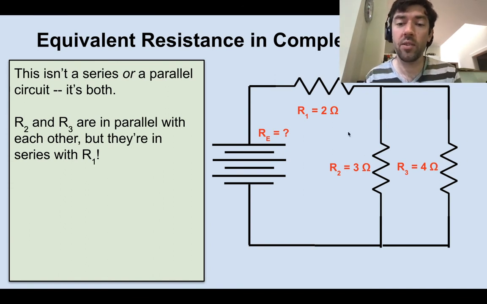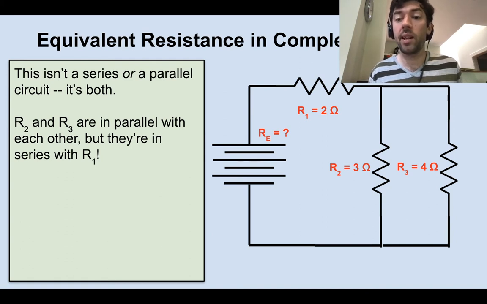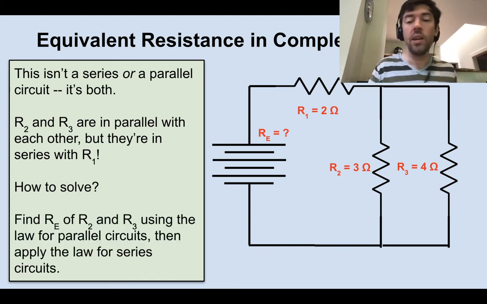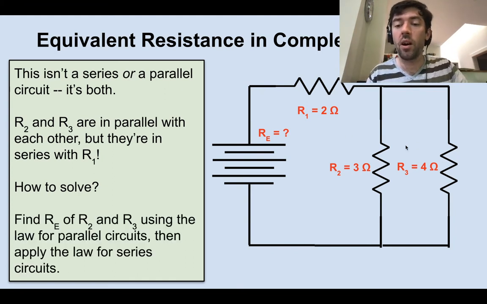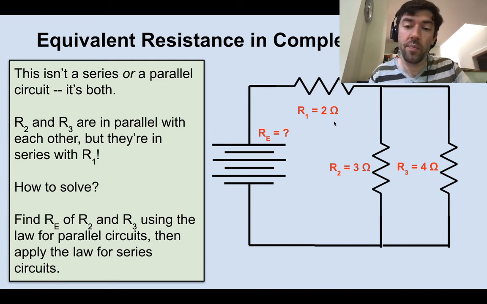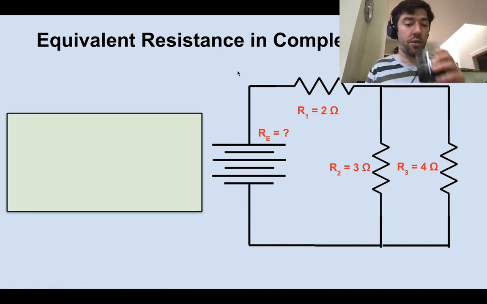So in order to analyze the circuit, we have to apply rules of both series and parallel circuits at different steps of the analysis. So how to solve it, and this is the basic procedure we're going to follow, is to find the equivalent resistance of R2 and R3 first as a parallel pair. And then once we know that equivalent resistance, we can use the laws of series resistance in order to combine that number with R1. And then we can get the equivalent resistance for the entire circuit. Okay, so let's get to it.